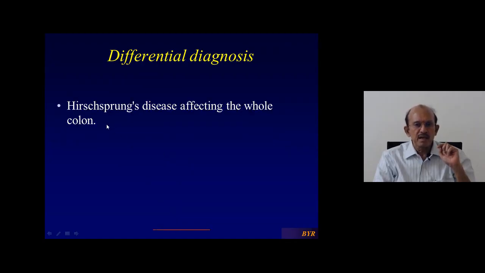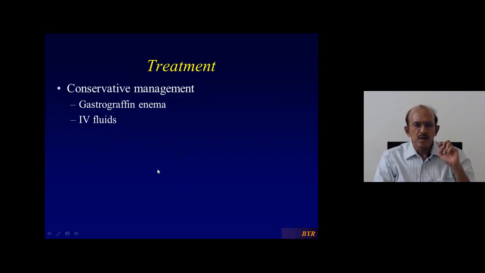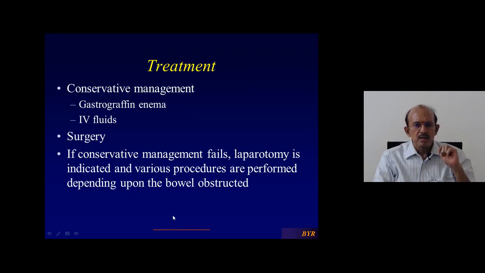Differential diagnosis: Hirschsprung's disease affecting the whole colon. Treatment: conservative management, gastrographin enema, IV fluids, surgery. If this enema and IV fluids won't work out, then you go for surgery. Do laparotomy. After laparotomy, you will find the thickened meconium pellets with dilated proximal intestines. So you have to relieve the obstruction.